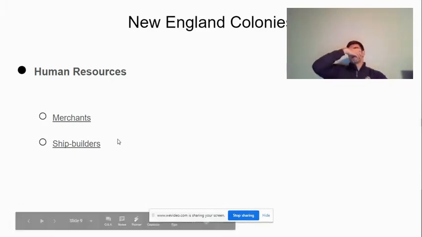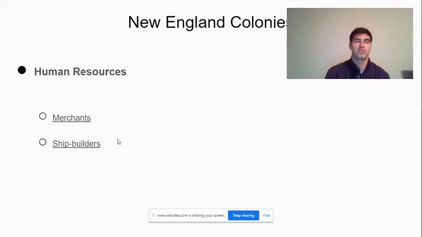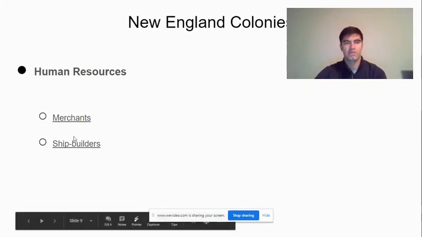And shipbuilders. So there are going to be a lot of merchants in the New England region, but there are also going to be a large amount of shipbuilders. If you think about why it makes sense for the New England region to specialize in building ships, it is because they have deep harbors, they have a lot of trees. We know you need trees to make wood, so it's going to make a lot of sense for them to specialize in building ships. And they're going to have a lot of craftsmen.